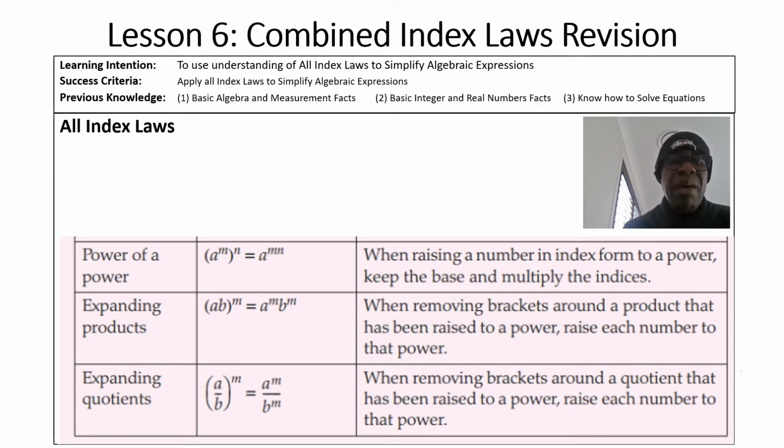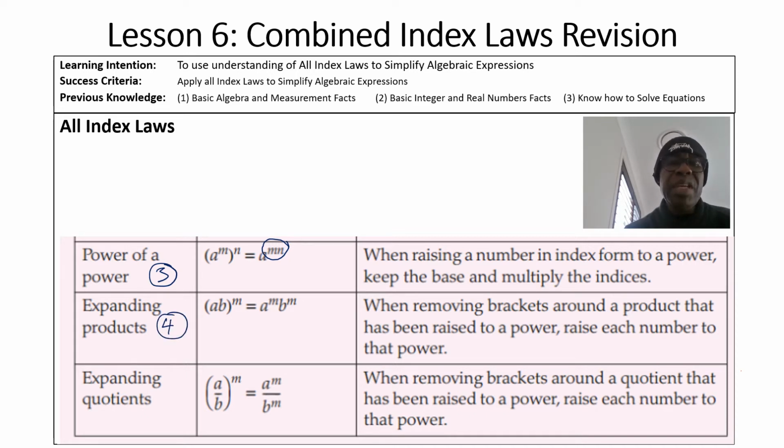Then we have the power of power. When a power is raised to another power, like A to the power M, raised to the power N, becomes A to the power MN. We multiply the powers, the indices.